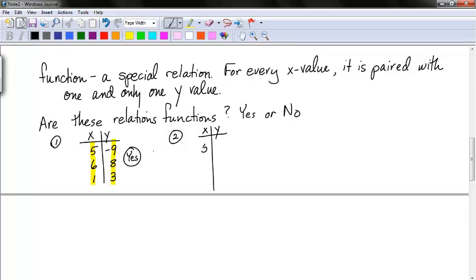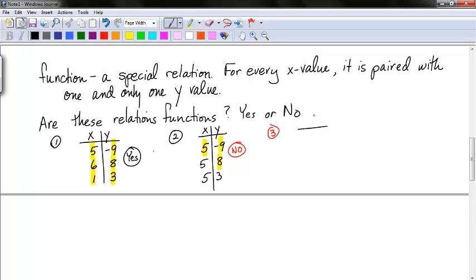Another example. Say I give you 5, -9, 5, 8, and 5, 3. 5 is mapped to -9. Is that the only thing it's mapped to? No, 5 is also mapped to 8. As soon as you find one of those, then it's not a function.